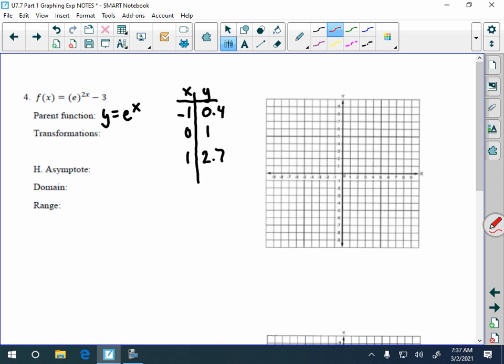All right, our transformations, looks like it's going to be a horizontal shrink by half, because remember, everything that's next to the x does the opposite, and so instead of multiplying by 2, we would divide by 2. And if you divide by 2, that means the numbers are going to be cut in half and get smaller. So we say horizontal shrink by a half. So that's the opposite of multiplying by 2. We multiply by a half. And then we can also go down 3.